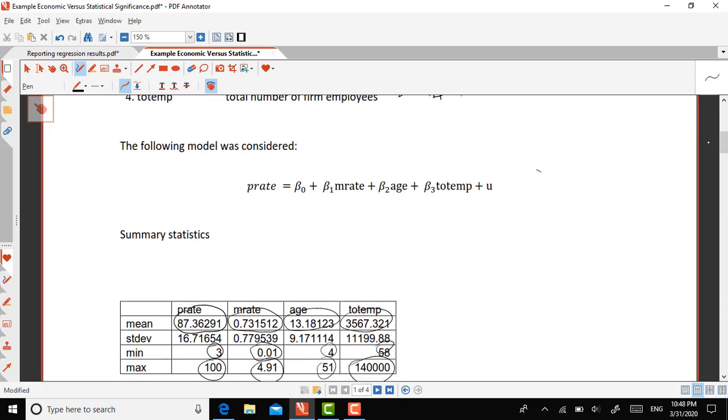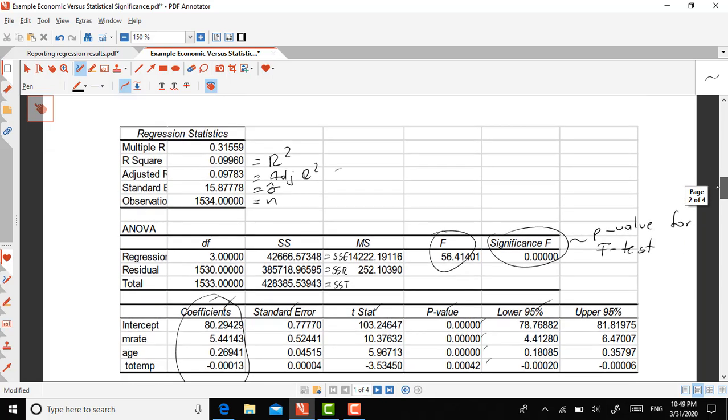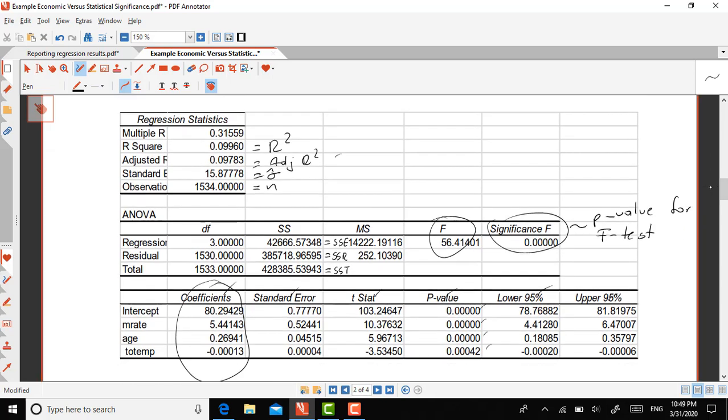And we consider this model where we have the participation rate in a 401k plan as a function of the match rate, age, and the total number of employees in a company. So we talk about that. And of course here, for our purposes, I had just copy pasted the results that we got from Excel.